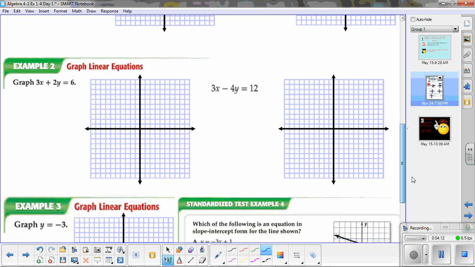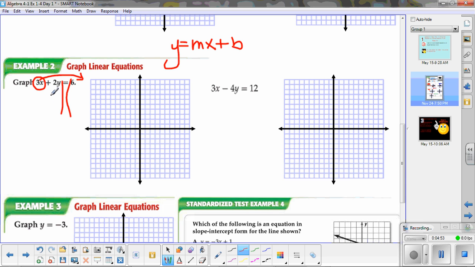Now example 2, they give you an equation, but it's not in slope-intercept form. So what we're going to do is rearrange that equation, sort of like we did in Chapter 3 to get an equation into standard form. But this time instead, we're going to get it into slope-intercept form. Remember, slope-intercept form is y equals mx plus b. So rather than getting the x and the y on the same side like it is now, we want to get the y by itself. To get y by itself, I want to move this 3x to the other side by subtracting 3x from both sides. Or if you cross the line, you change the sign.